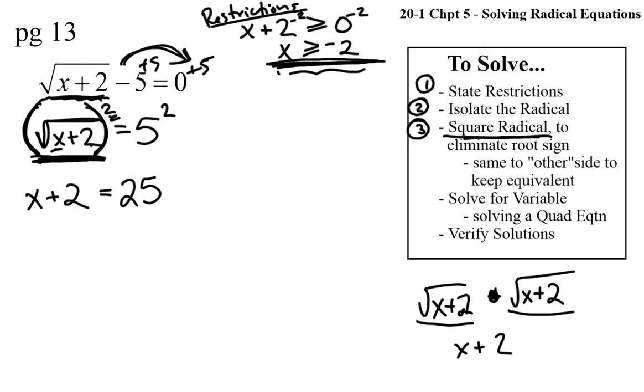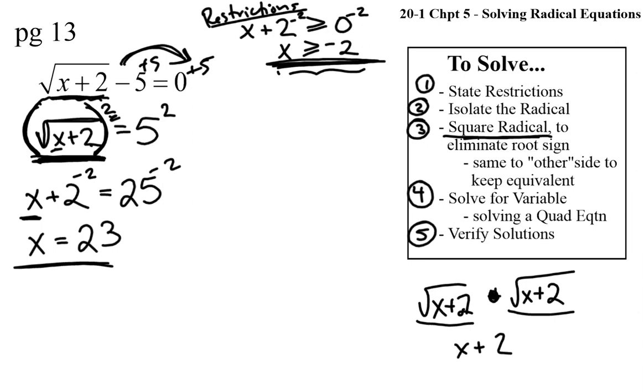At that point, we now solve for the variable. Solving for the variable here, this is nice and easy. How do we get x by itself? Subtract 2 from both sides, and x is equal to 23. There's our solution. Or we think it's our solution, because our last step is to always verify and make sure that our solution is not an extraneous solution.